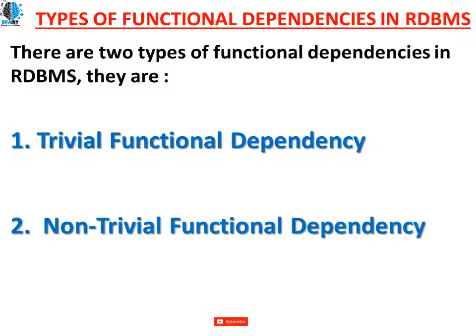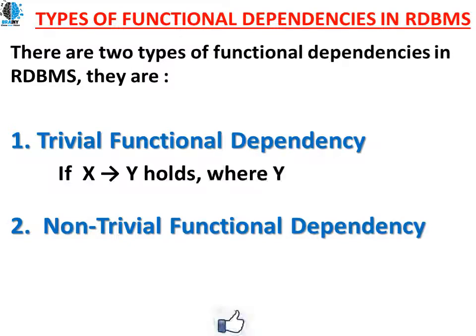Functional dependencies involve two or more attributes. We are going to find out which attribute determines which attributes, or which attributes in a relation or a table depend on which particular attribute. So here, if X goes on Y, if it holds where Y is a subset of X, this type of dependency is called trivial functional dependency.